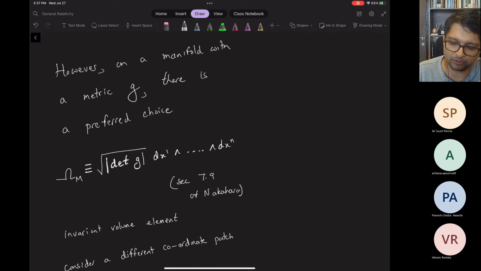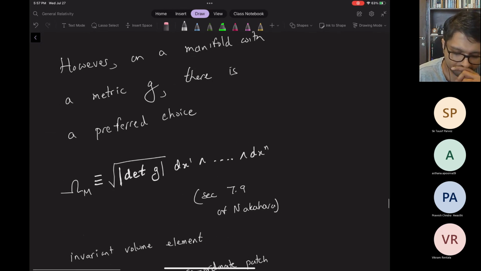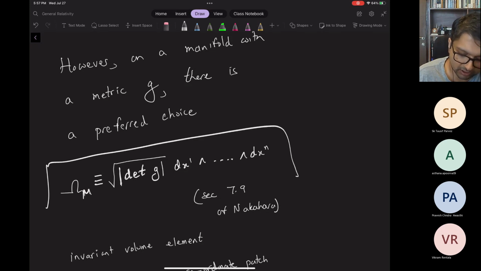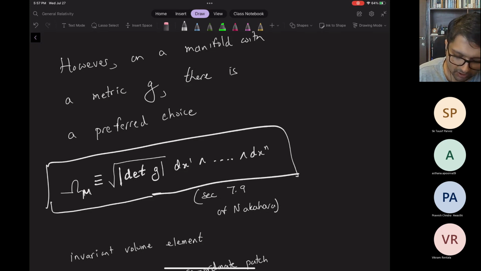However, if your manifold M now has a metric on it, like in GR, which we're interested in, then there's a preferred choice of what this integration measure should be, or this volume element should be, and that is an M form, omega M, which is the square root of the mod determinant of G, where this is the determinant of the metric, times dx1 wedge dot dot dot wedge dxn.